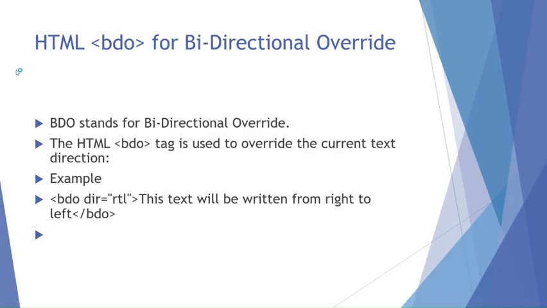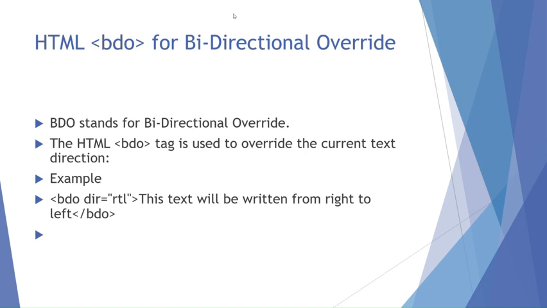Okay, so our next element is HTML BDO, for bidirectional override. BDO stands for bidirectional override. This is somewhat complicated, so let us understand it at a medium level. The HTML BDO tag is used to override the current text direction. For example, BDO dir equals RTL. This text will be written from right to left. Okay, that means the bidirectional override.